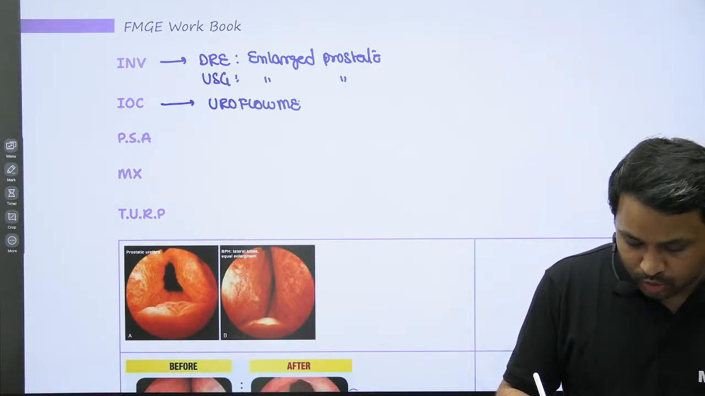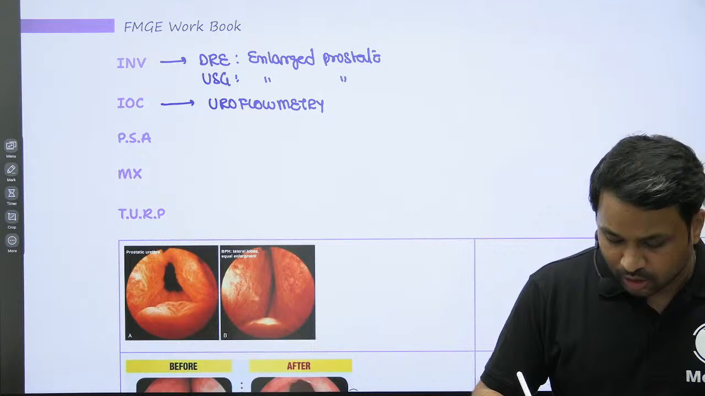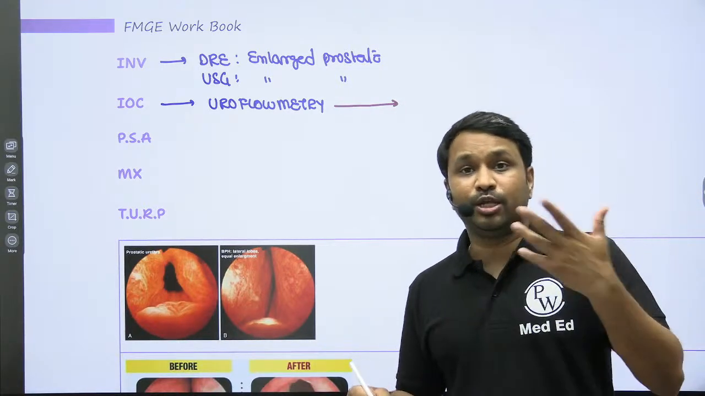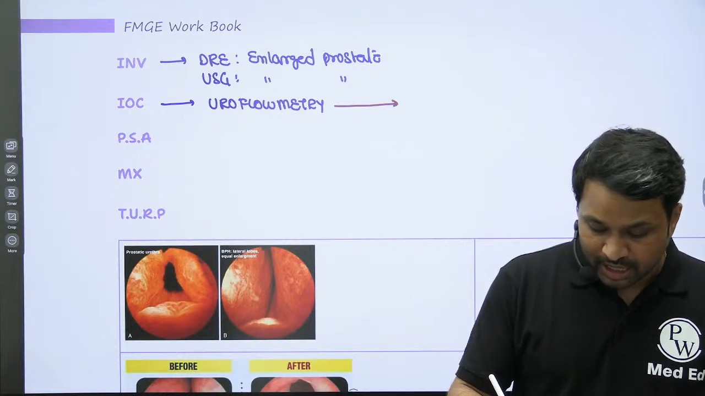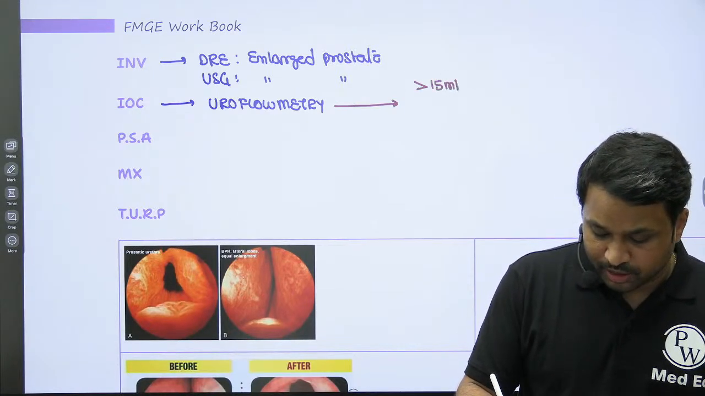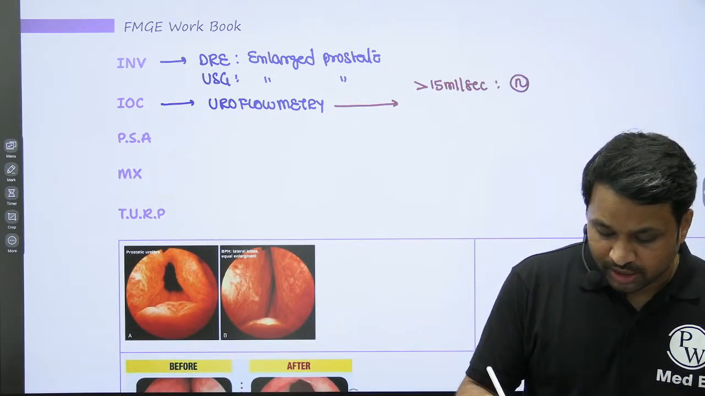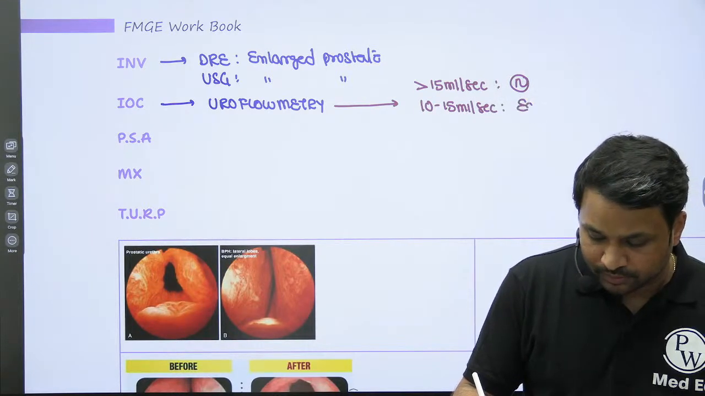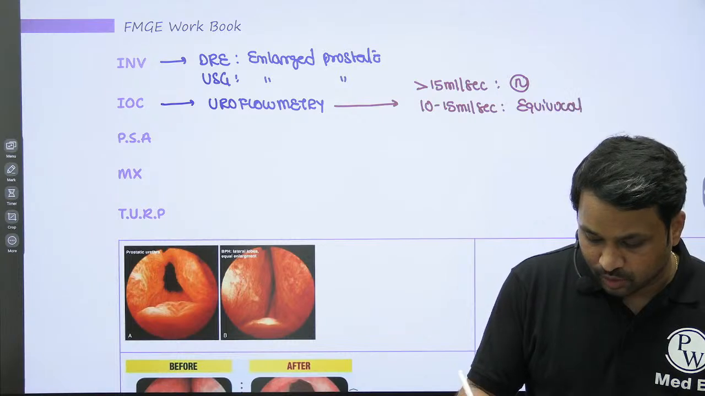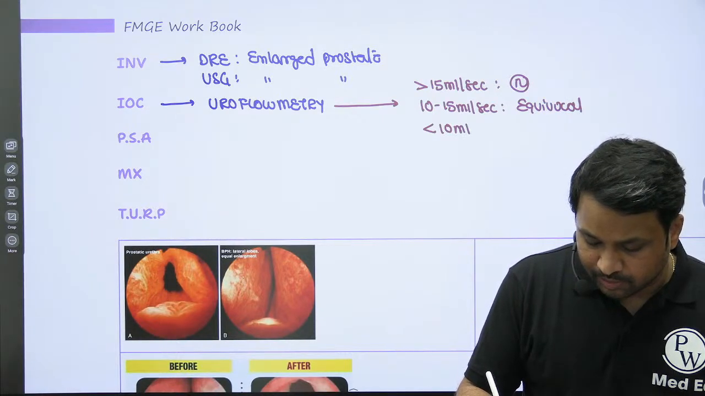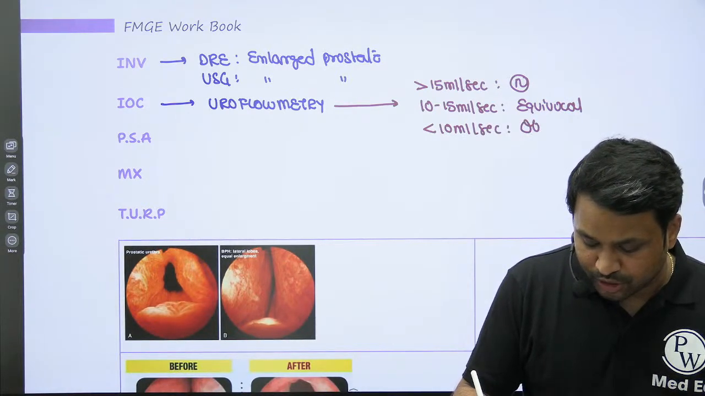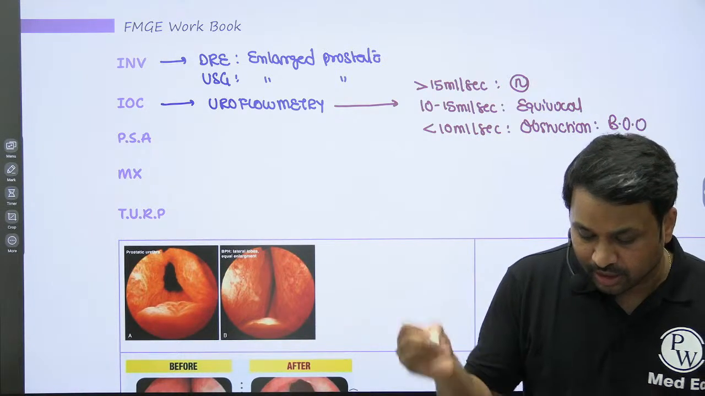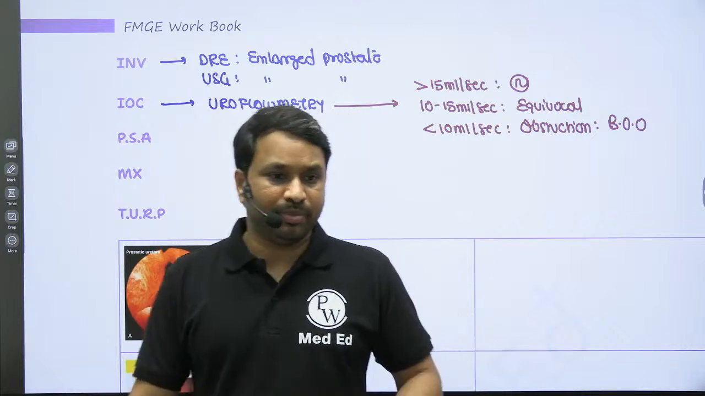Now, as I told you, BPH does not rely on the size of the prostate gland. It is the detrusor instability. So, on a uroflowmetry, you will see how functional the bladder is. If it is more than 15 ml per second, it is considered normal. If it is between 10 to 15 ml per second, it is considered equivocal. And if it is less than 10 ml per second, it indicates obstructive features. That is your bladder outlet obstruction. It tells you the patient is having bladder outlet obstruction, probably because of BPH, right?